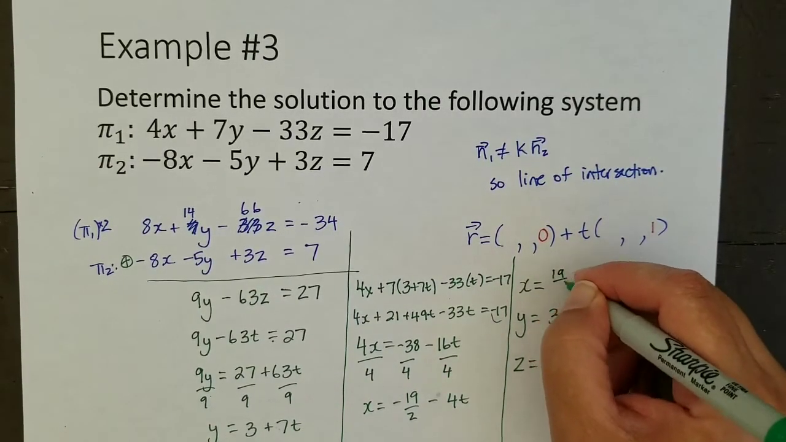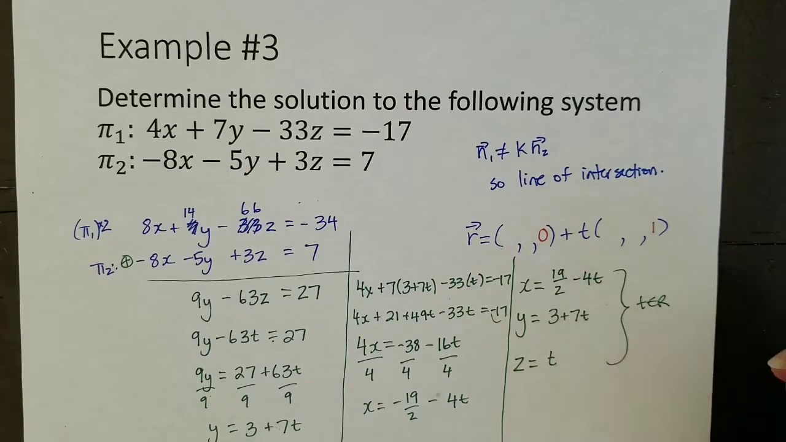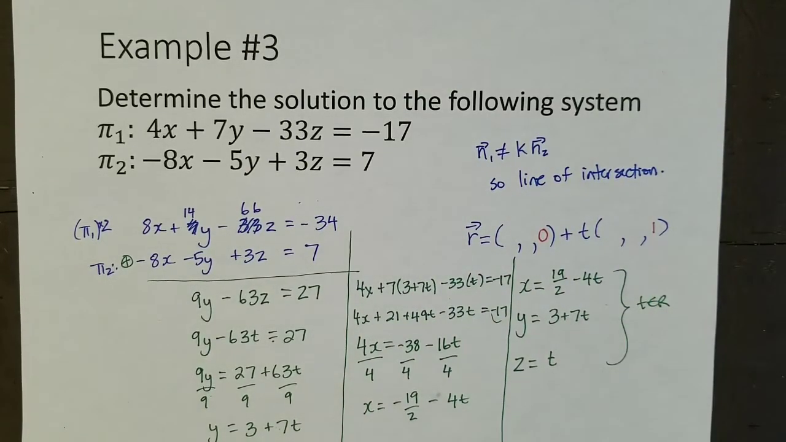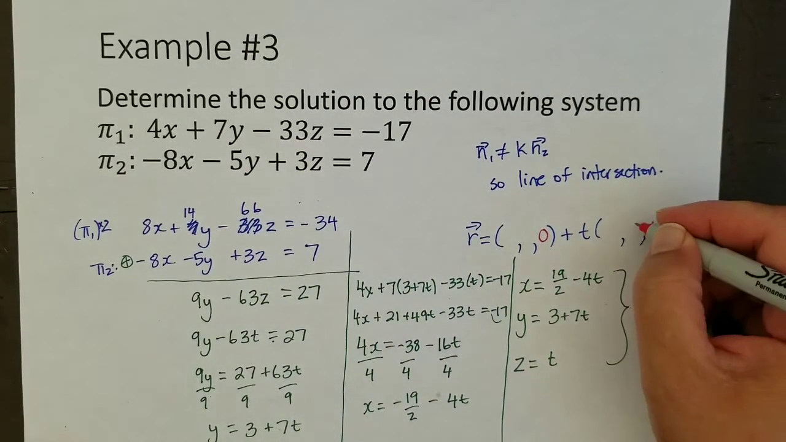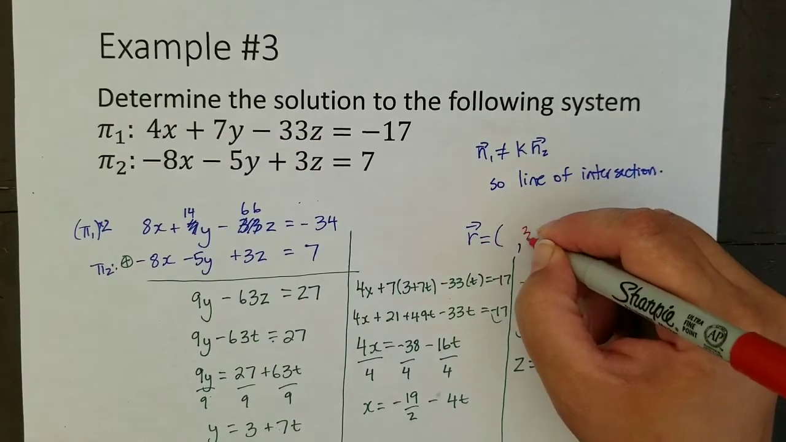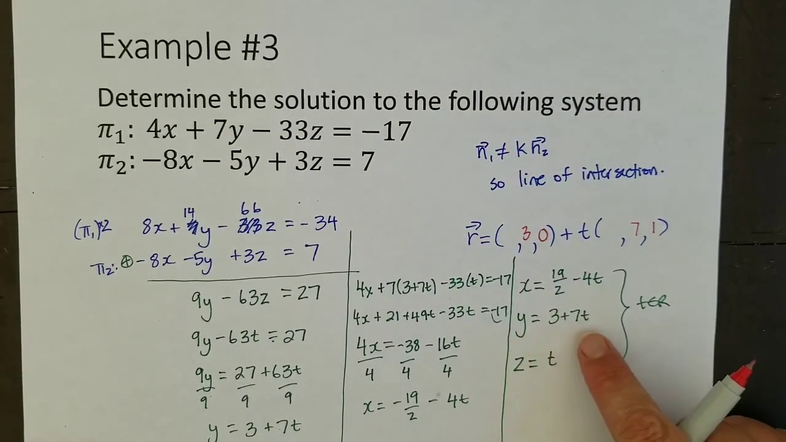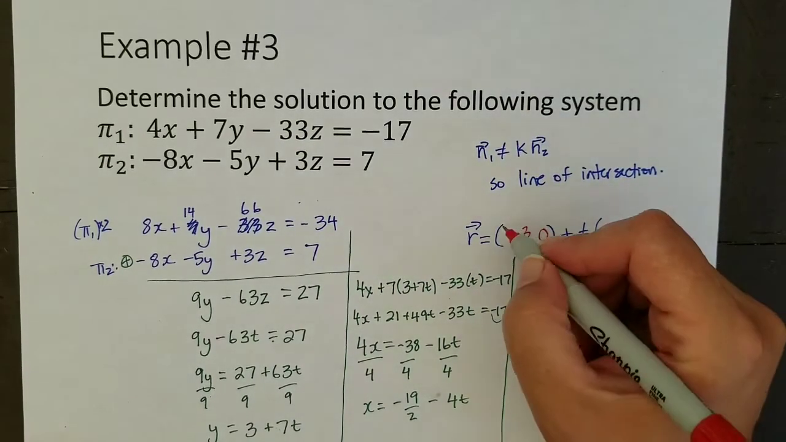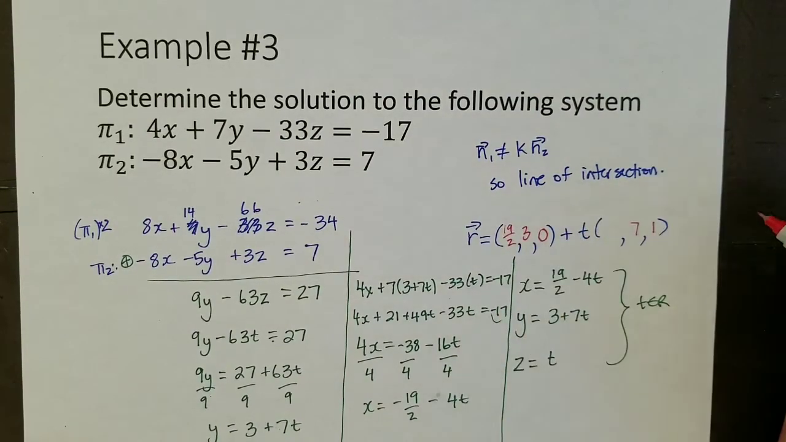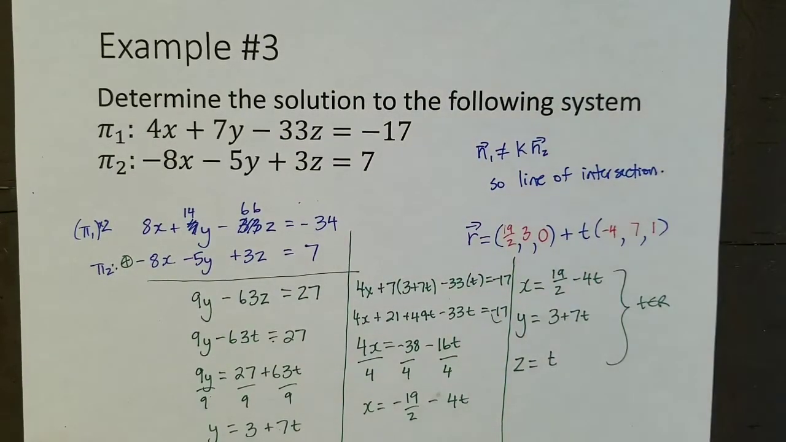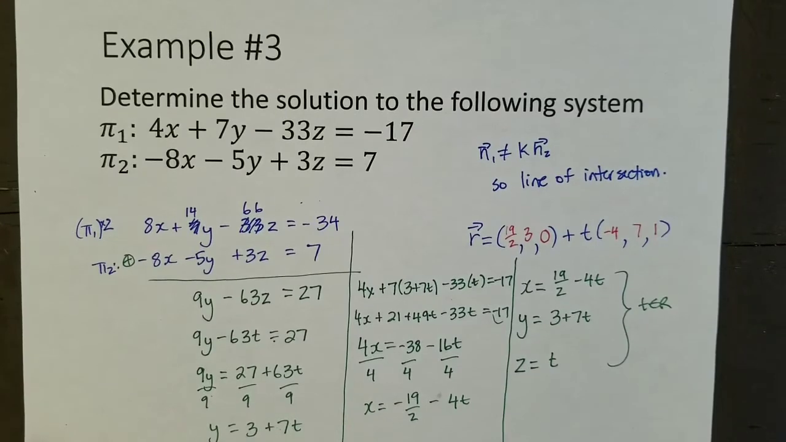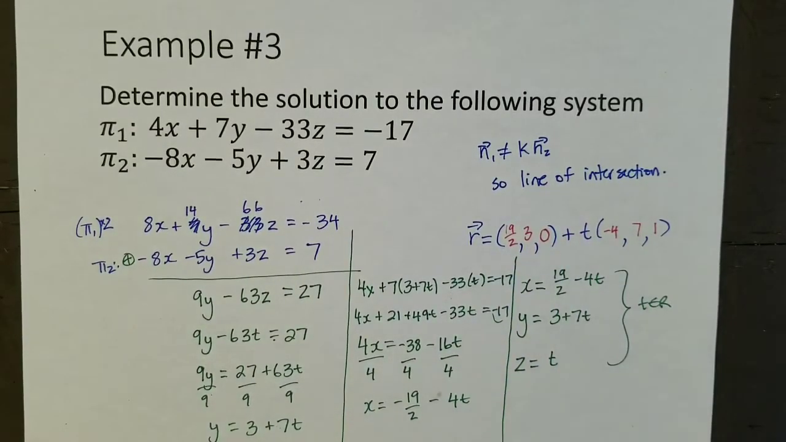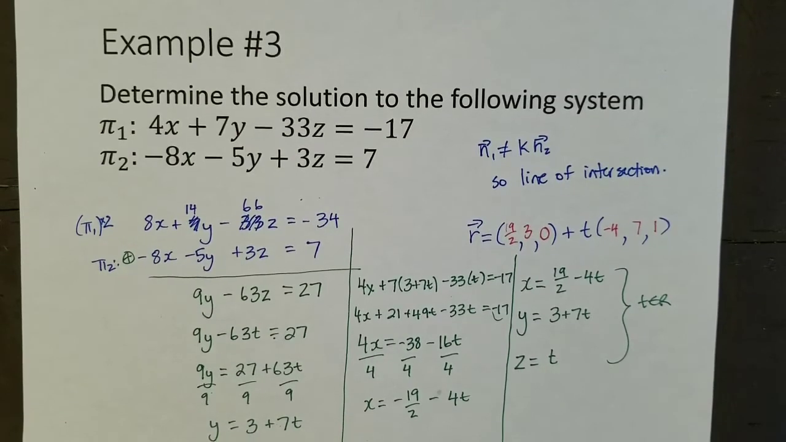Then we can take these and pop them back into the vector equation. So we'd have a negative 3 and a 7 for the position and the direction of the y, and then we'd have a 1 and a negative 4 for position and direction for our x. So that gives us the parametric and the vector equations of the line of intersection.